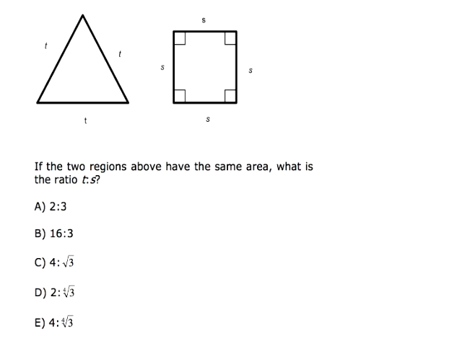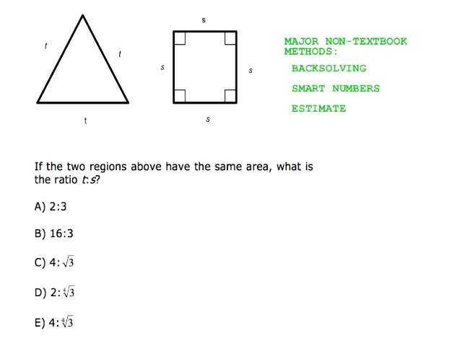Different method. It's one of those major ones that we listed before. Remember, here's our major non-textbook methods list that we made before. We got back solving, we got plug in our own numbers, which is smart numbers. We got estimate. We already did 2 of these things, right? We already did smart numbers, which we did last time. And we already did estimating. What can we try? Well, let's try back solving.